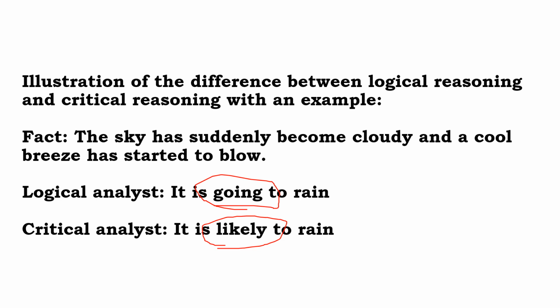Logical reasoning is a plain application of logic to arrive at a conclusion that is correct, whereas a critical analyst will go beyond that. He will look at all possible angles, he will also look into the possibility of rain not happening, and then he will make a conclusion saying that it is likely to rain. He will not say it is going to rain, he will say it is likely to rain. So this is the difference between logical reasoning and critical reasoning.